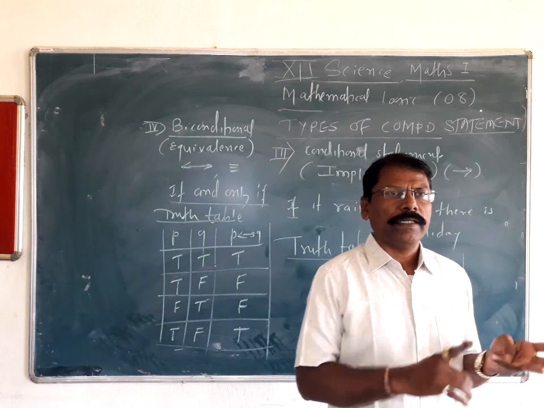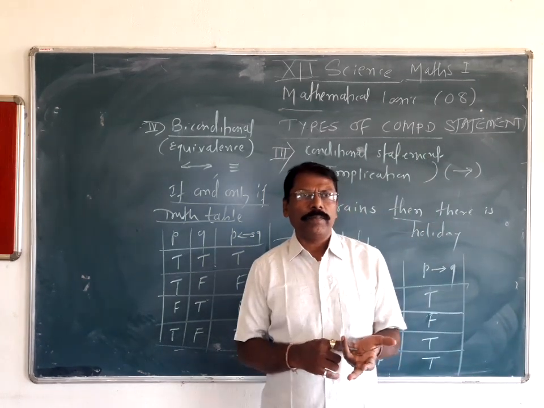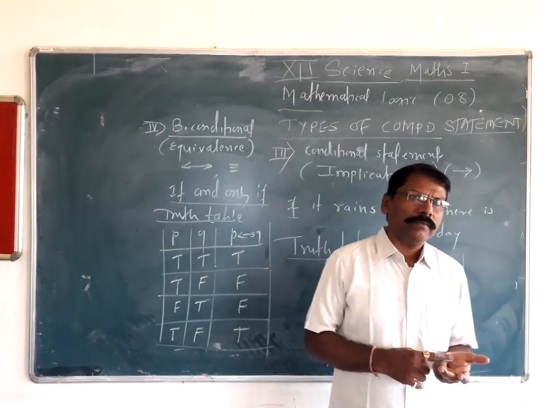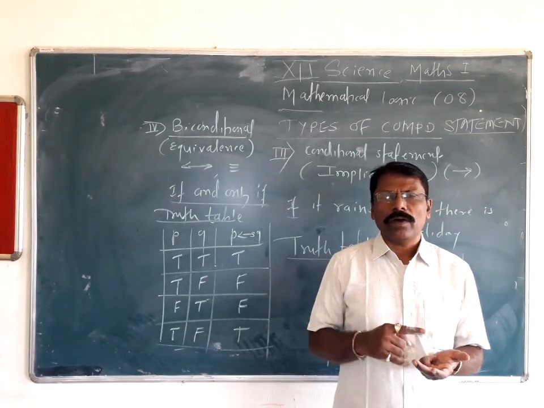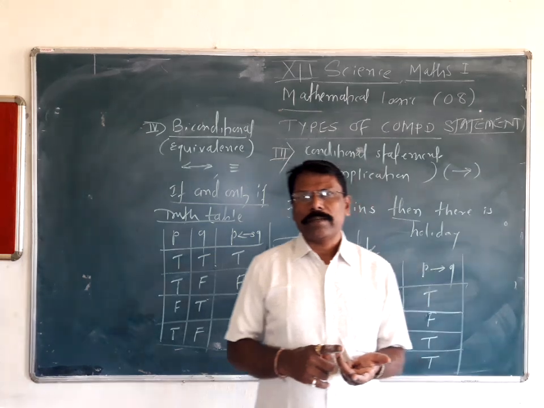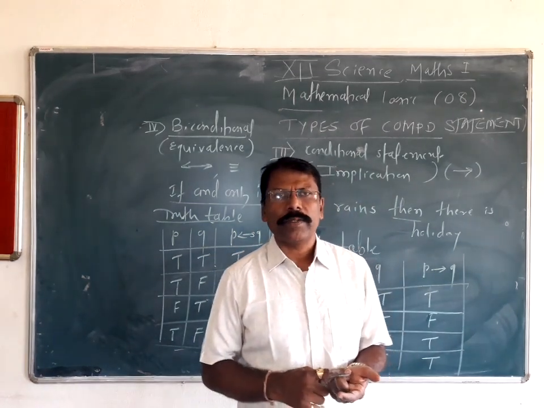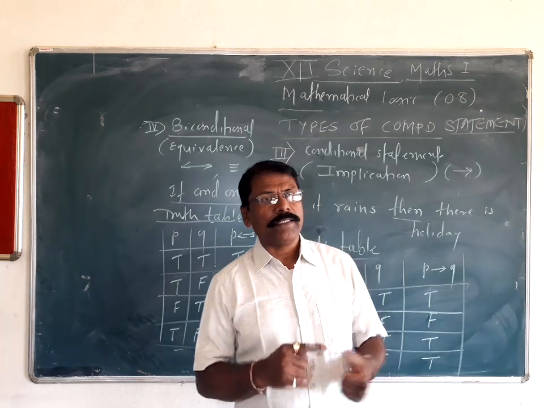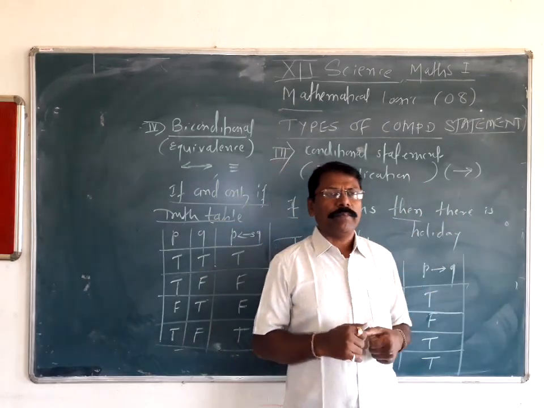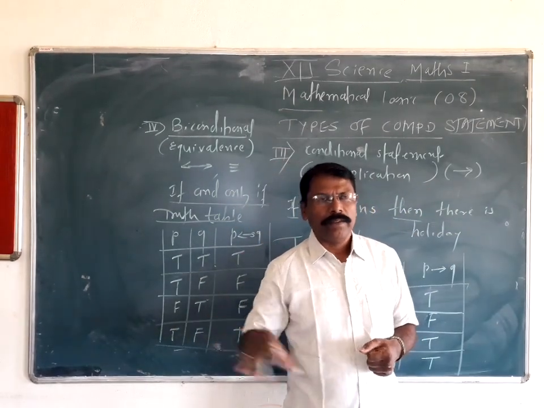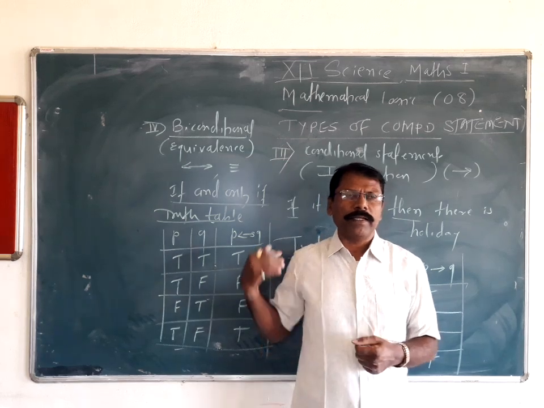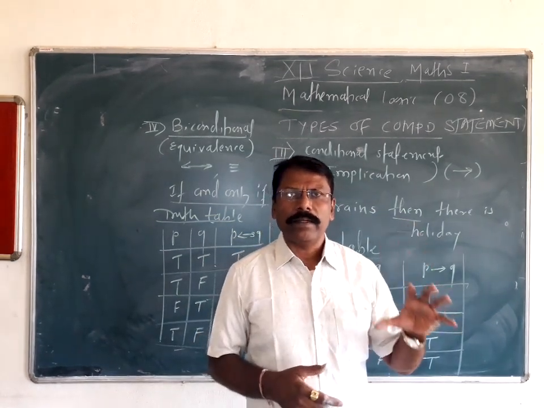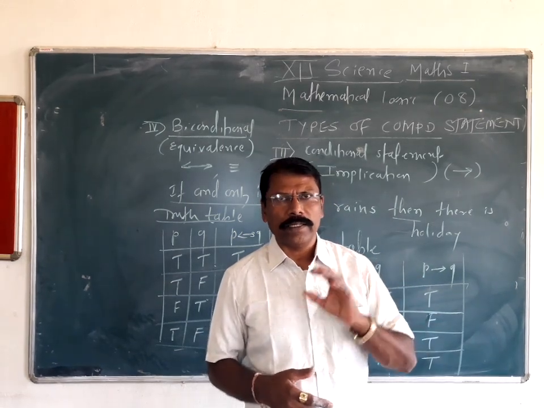The first compound statement is negation, which is obtained by the logical connective not. The second compound statement is conjunction, obtained by the logical connective and. The third compound statement is disjunction, obtained by the logical connective or. The fourth compound statement is implication, obtained by the logical connective if then. And the fifth compound statement is material equivalence or double implication, obtained by the logical connective if and only if.